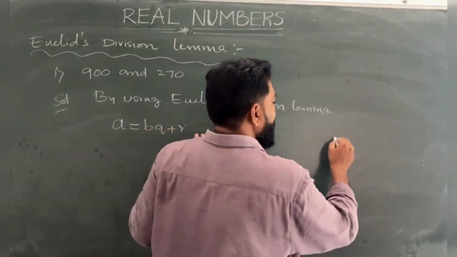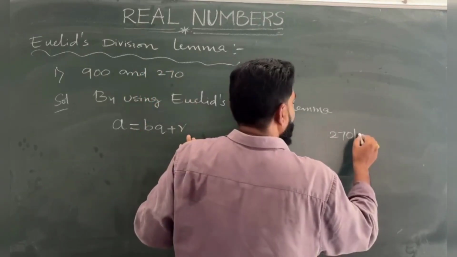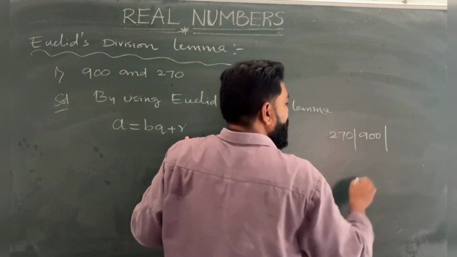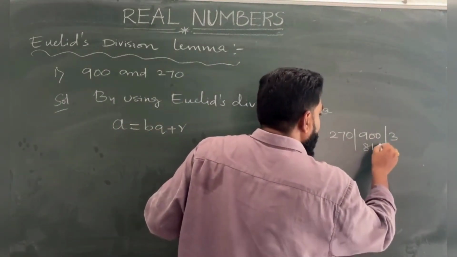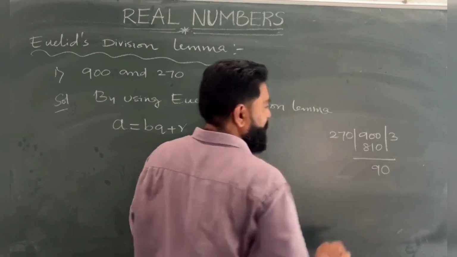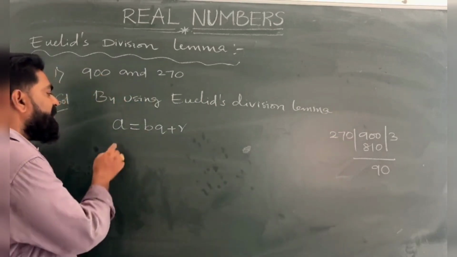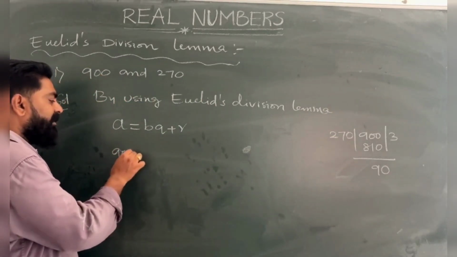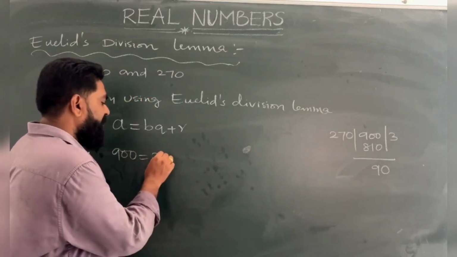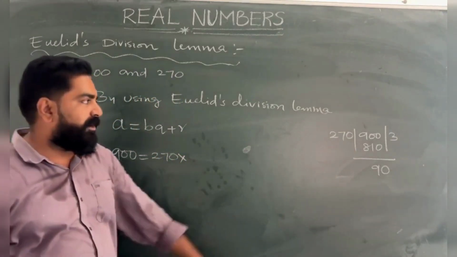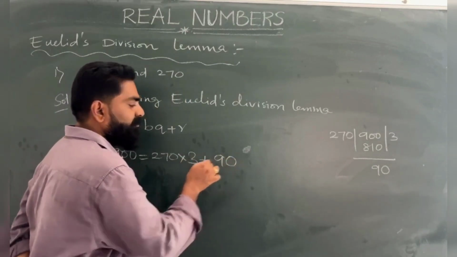So what is here? 270 is the divisor, 900 is the dividend. So 270 threes are 810. So the remainder is equal to 90. Here, what is the dividend? Dividend is equal to 900. Then A is equal to 900. And B is equal to the divisor. What is the divisor? 270. So what is the quotient? Q for quotient is equal to 3 plus remainder is equal to 90.